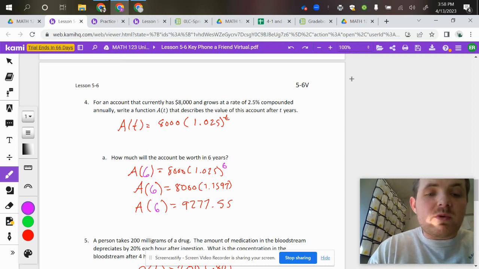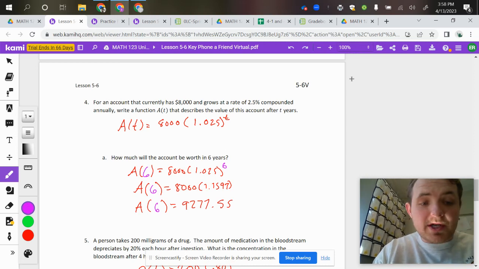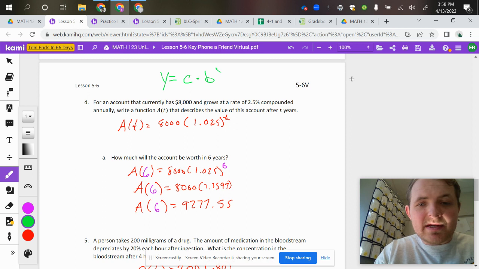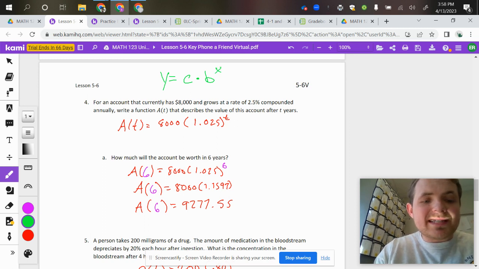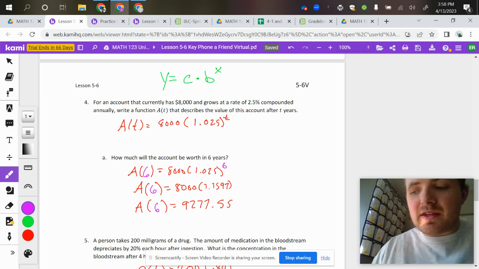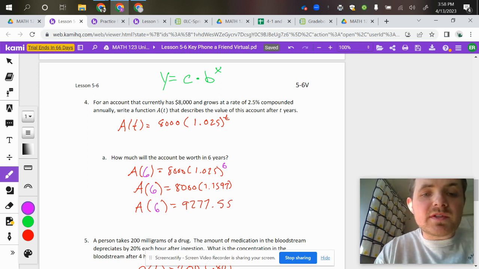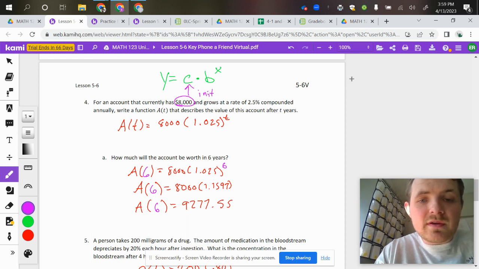Okay, so we've got a question here where we have to come up with the equation. Our equation has been y equals c times b to the x, where c is the initial value and b is the change in the rate. So if the account currently has 8,000, that is my initial value.